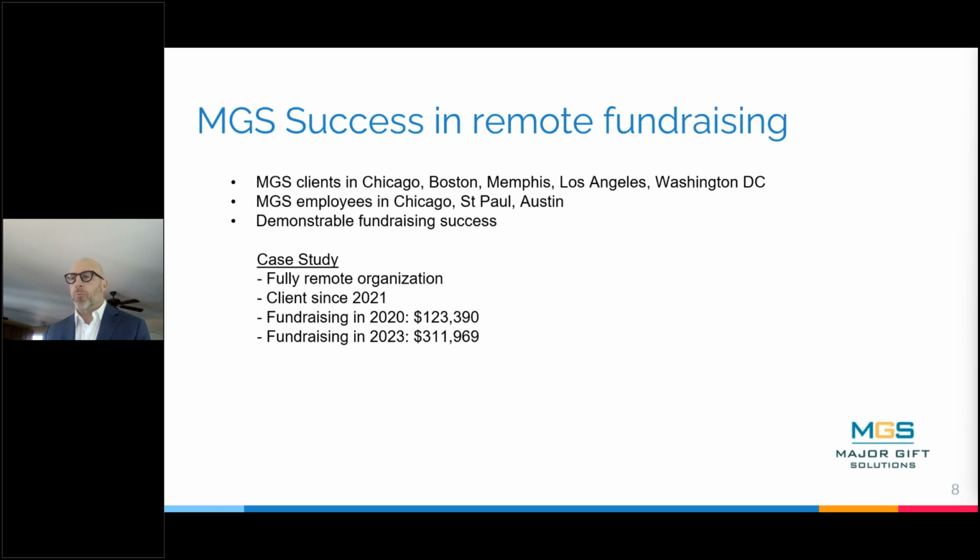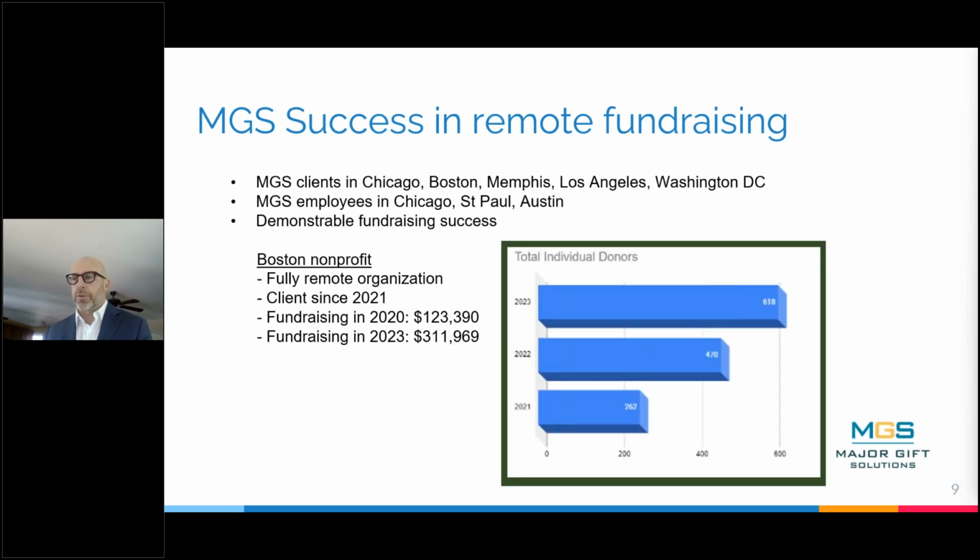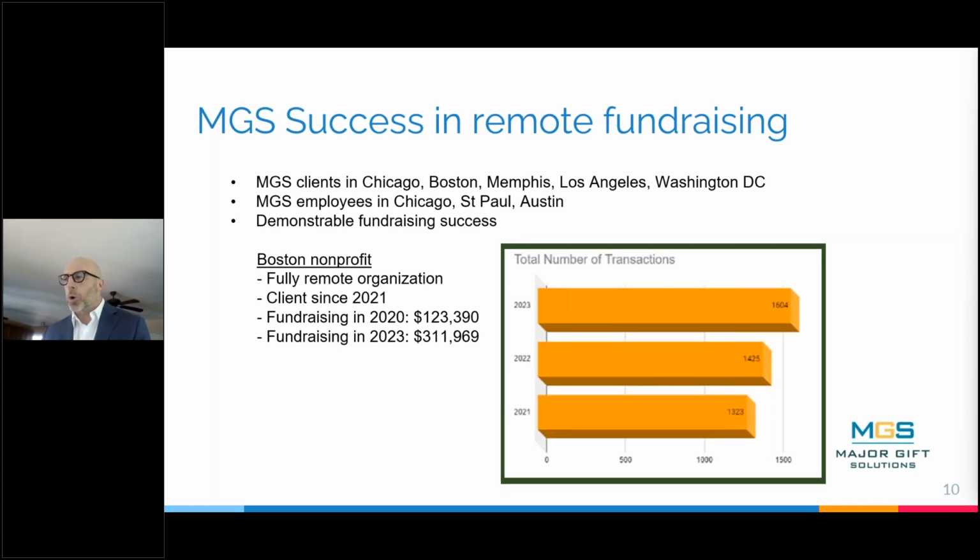And since we've been working with them, we have seen our fundraising almost triple there, as you can see, and we've helped in a variety of ways. So this is just an example. This is literally a screenshot pulled from a recent report that we did for them, where the individual donors that give to their organization have more than doubled, about 2.5 times, and the total number of transactions going through their Bloomerang CRM is well into the 1600s, and you can see the growth there.